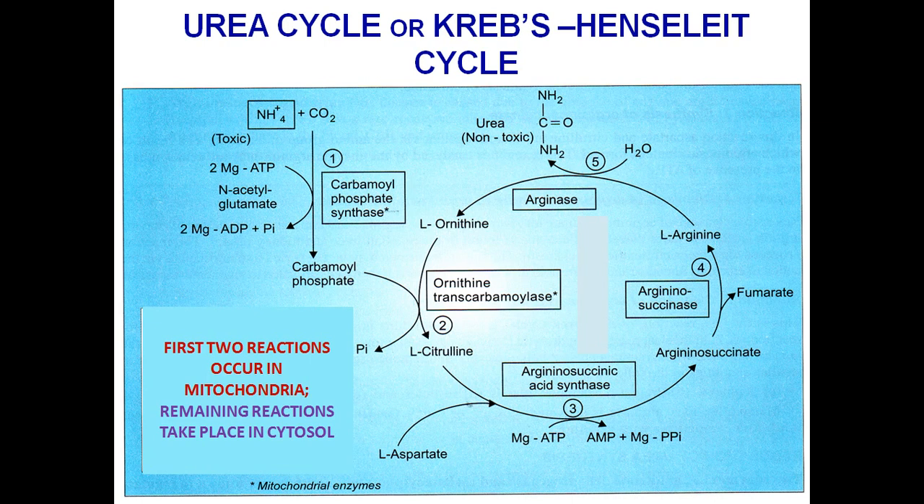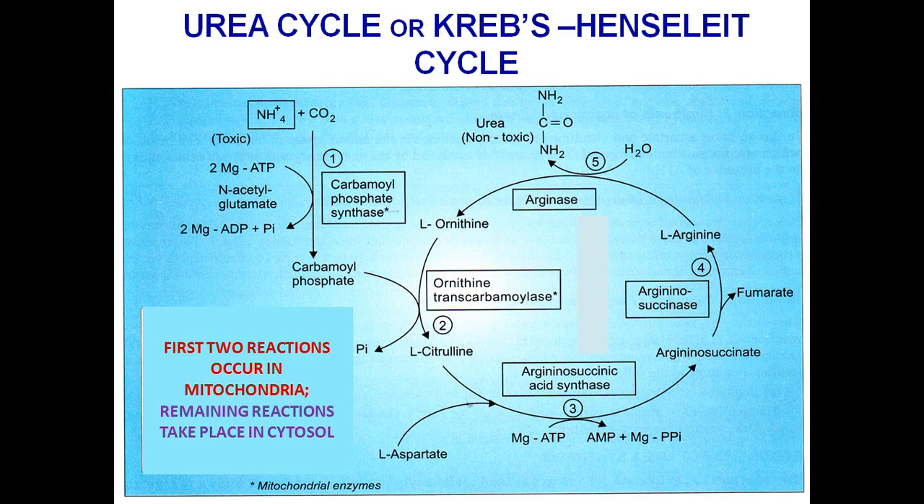So the fifth step of the urea cycle is the cleavage of L-arginine into ornithine and urea, which is a non-toxic compound. So this is how toxic ammonia is converted to urea.